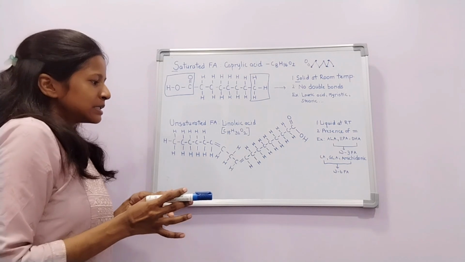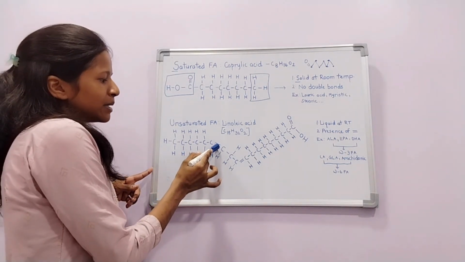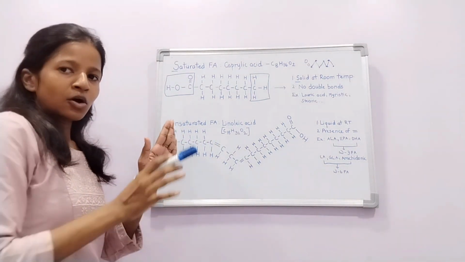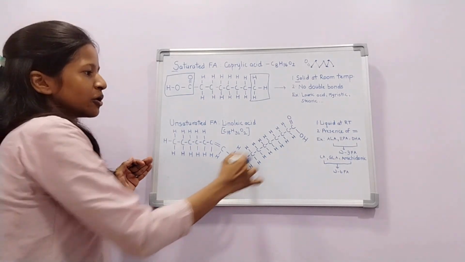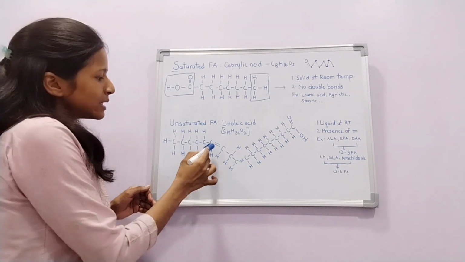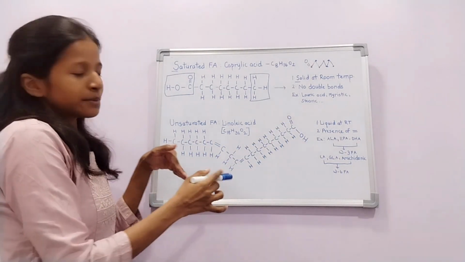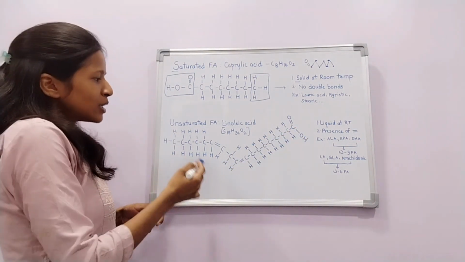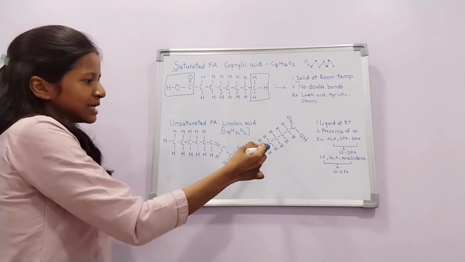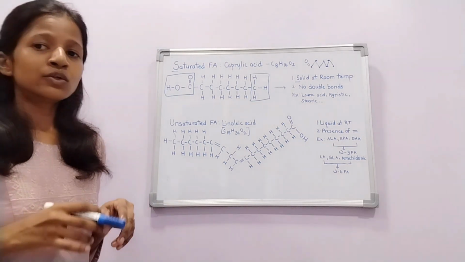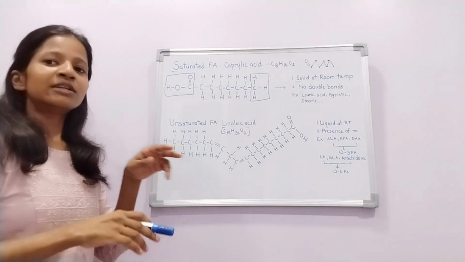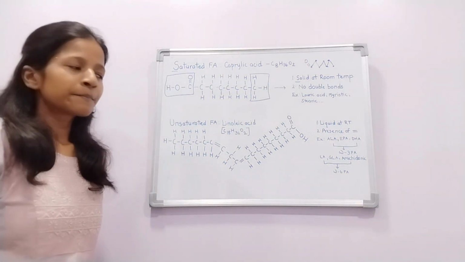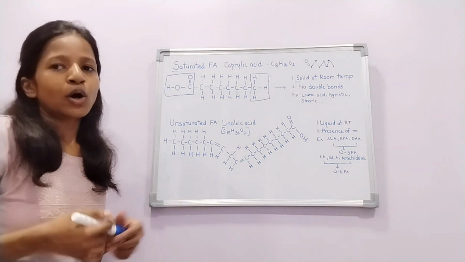Now what happens is that these double bonds create a kink or bend in the structure of the compound. So there is a double bond here, and then there is a kink here, and then there is another double bond, and another kink here. Because of the formation of these kinks, if you are trying to stack one unsaturated fatty acid upon another, it doesn't form a very compact arrangement.